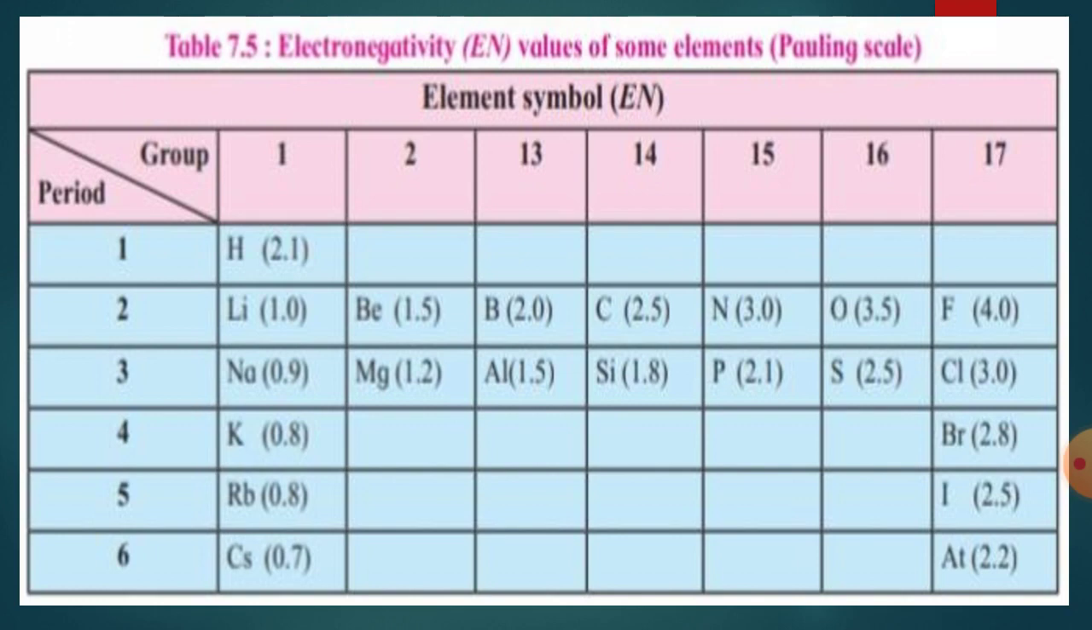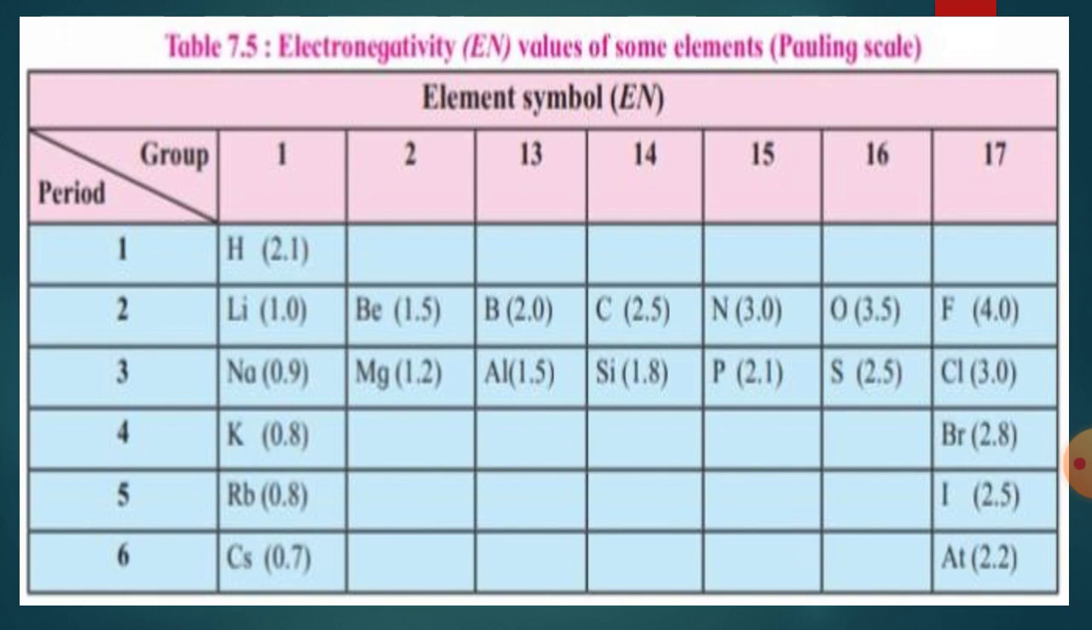Element symbol. See in the second period, what do you observe? Lithium, beryllium, boron, carbon, nitrogen, oxygen, fluorine. What is the value? The value of electronegativity is increasing: 1.0, 1.5, 2.0, 2.5, 3.0, 3.5, 4.0. So here the values of electronegativity are increasing across the period. Why? Because the number of valence shells is the same, effective nuclear charge is increasing, screening effect is decreasing, so electronegativity is increasing.